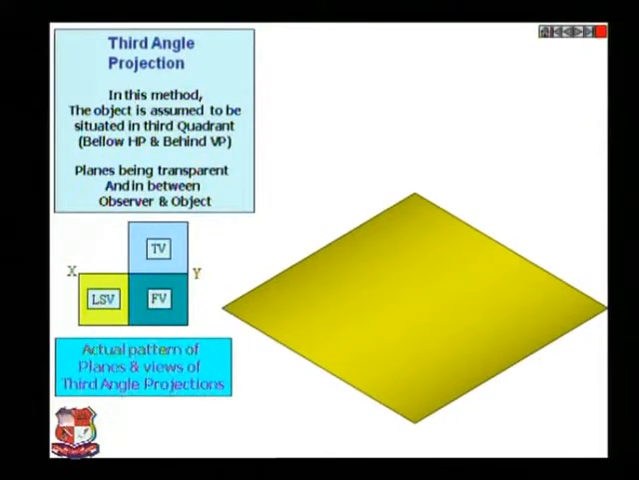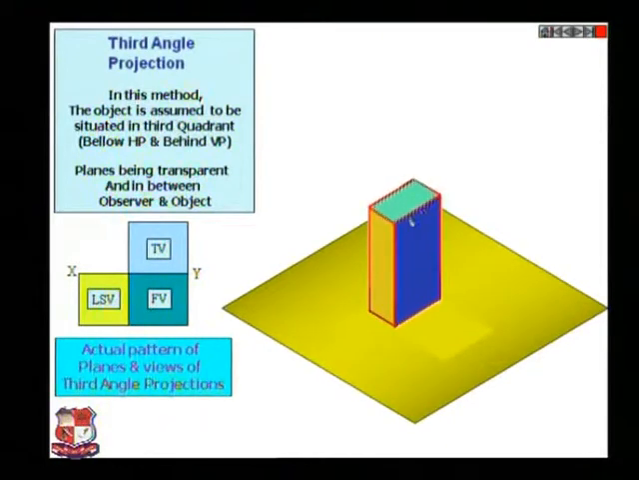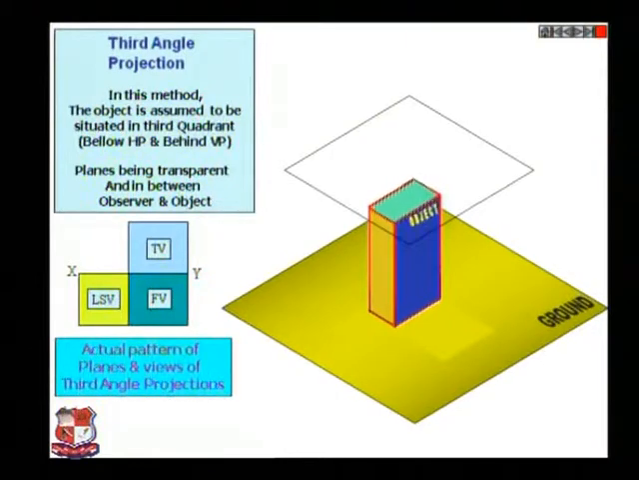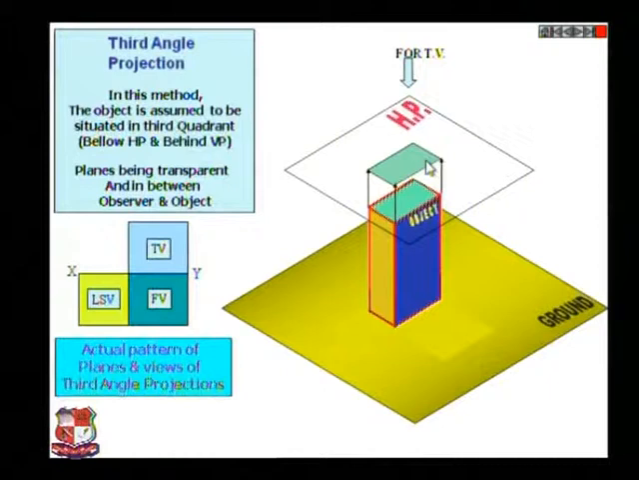The actual pattern of planes and views of third angle projection method is shown over here. Suppose this is an object, this is a ground as shown over here, and this is a plane on which we are putting our drawings. So this is horizontal plane. So plane is in between the viewer and the object. Viewer is here, we are looking from here. So if you look from here, this object will appear as a rectangle shown by green colored on HP. Right?